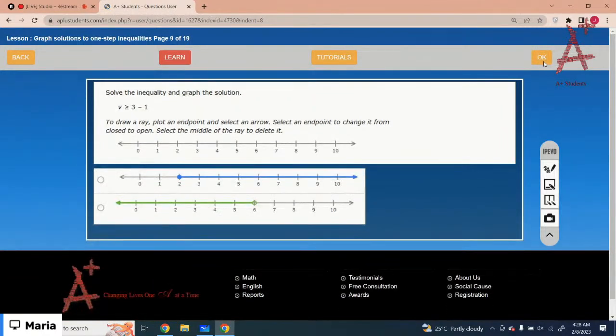V is greater than or equal to 3 minus 1. So 3 minus 1 is 2. That means V is greater than or equal to 2. So 2 is also included in the graph, and all the values that are greater, so the graph must point at the right hand side. So option number 1 is the correct option.